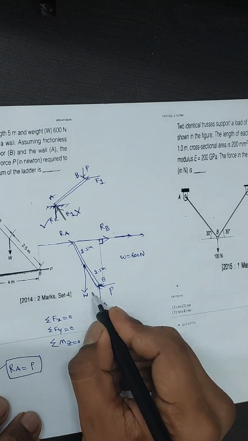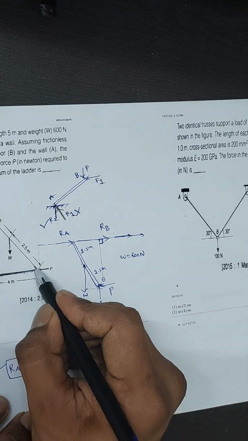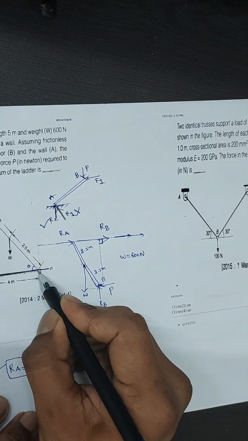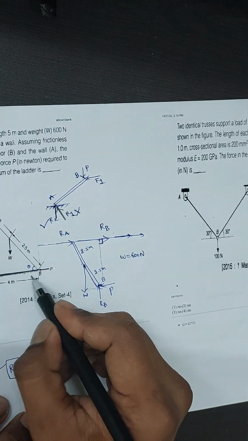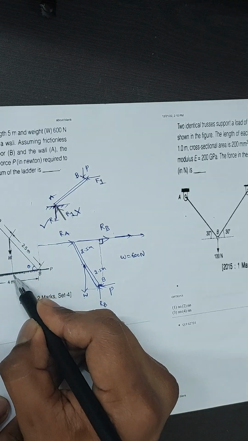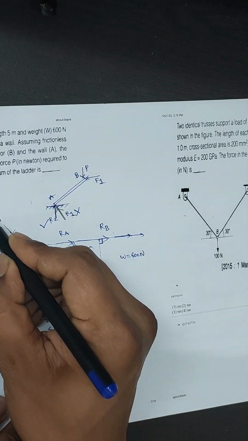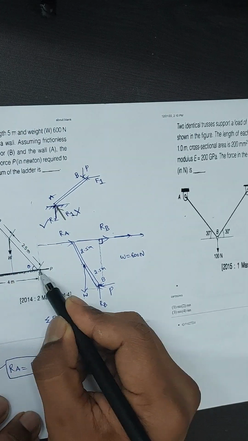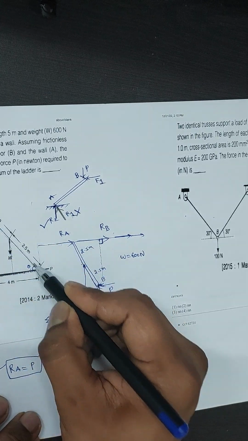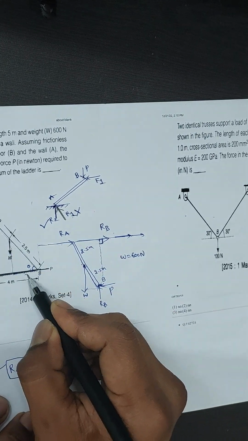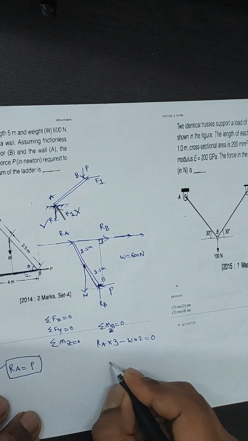W into, what is this distance? If you see here, the angle is theta. If you consider this whole triangle, the angle is theta. If you consider this small triangle also, the angle is theta. So here the whole distance is 4. Here in this triangle, the distance is 2.5, that means half of the 5. So this distance should be 2. So the equation is RA into 3 minus W into 2 is equal to 0.